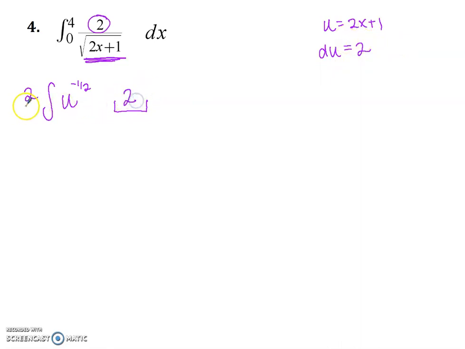So I'm going to put a 2 there, so I'm going to divide by 2 on the outside. So 2 divided by 2, that's just 1. U to the negative 1/2. We can ignore this now that it matches.